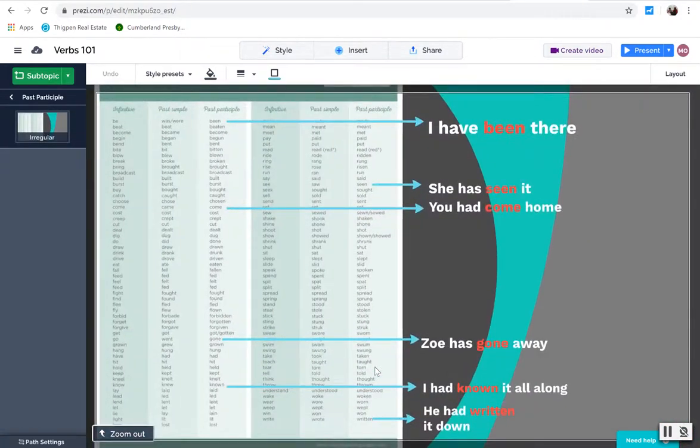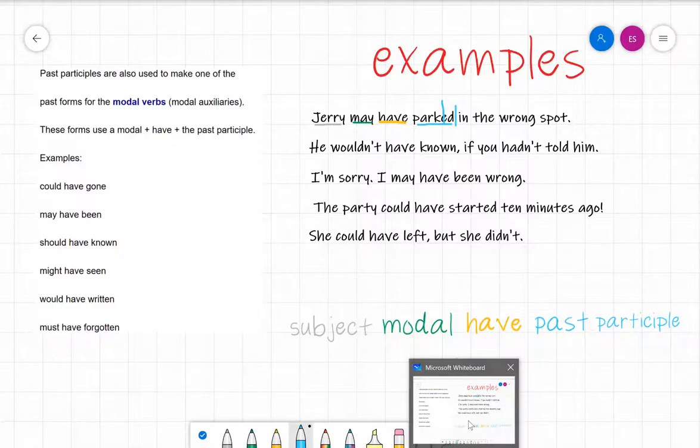And of course, there's a ton of irregulars. I wish it weren't so, but this is the language that we speak. So there's this whole list of irregulars that should look familiar to you, and take another moment to familiarize yourself. Some common ones: been, seen, come, gone, known, written. We will also be using the example of left. Leave in the past tense is left. So the past participle is also left. So let's go back here.